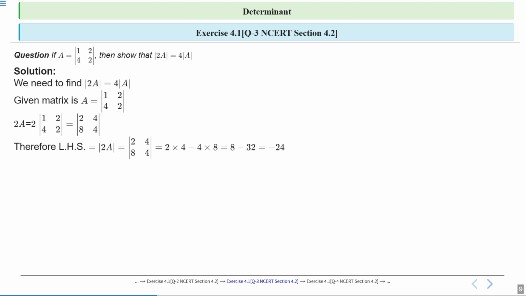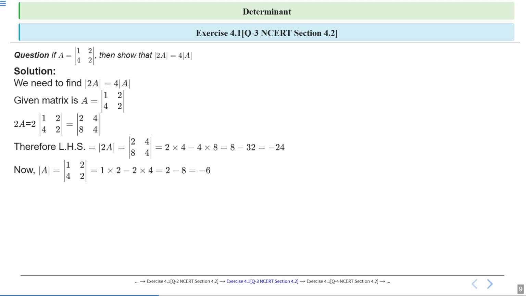Therefore, for the LHS part, that is determinant of 2A, we multiply the diagonal elements, that is 2 into 4, minus the product of the off-diagonal elements, that is 4 into 8. So 2 into 4 is 8 and 4 into 8 is 32. So 8 minus 32 is minus 24, which is the determinant of the matrix 2A. Okay.